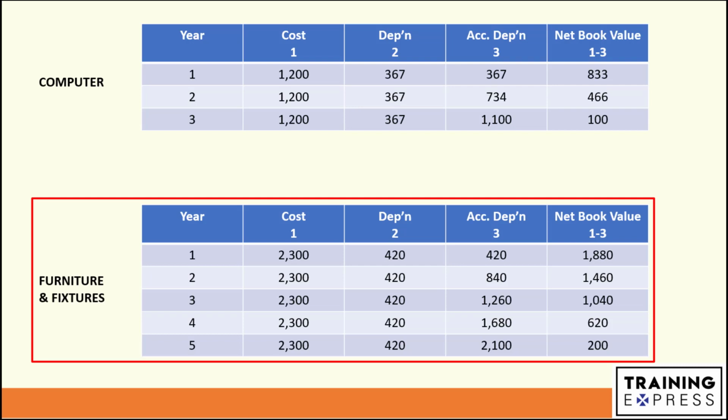Last column is net book value, which is cost minus accumulated depreciation. So the first year net book value is 1880, second year is 1460, third year is 1040, fourth year is 620, and at the end of 5 years it is $200. So this $200 is actually the same estimated residual value at the end of 5 years.